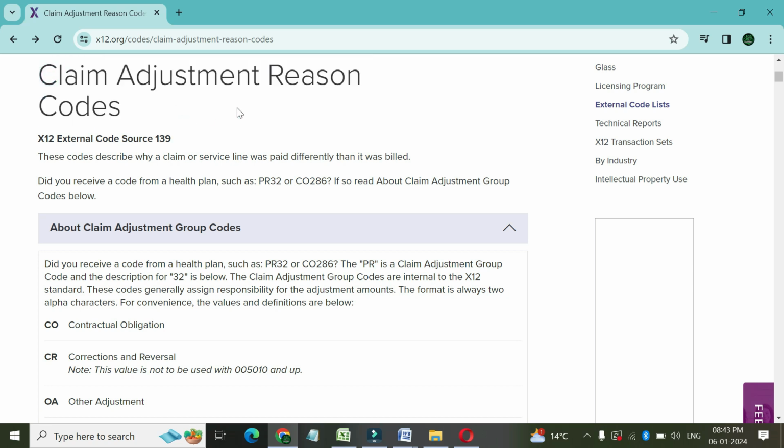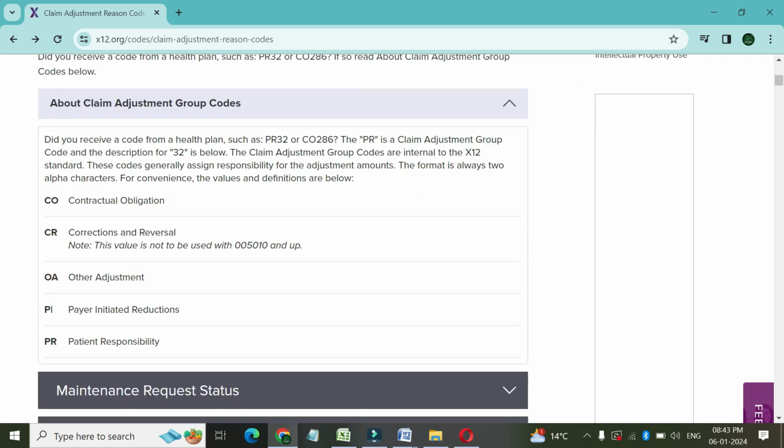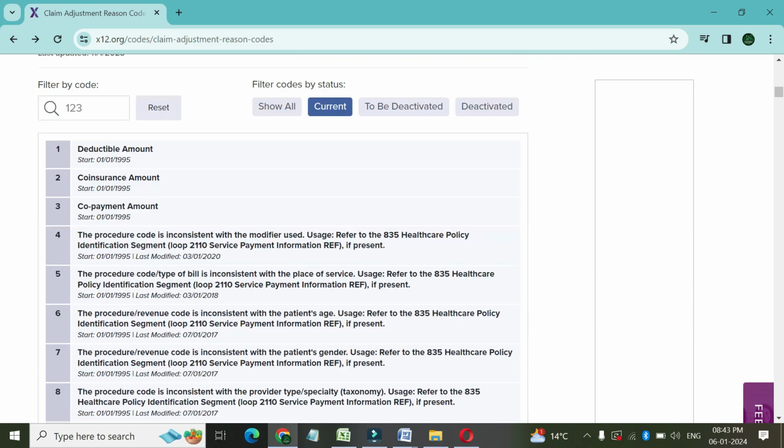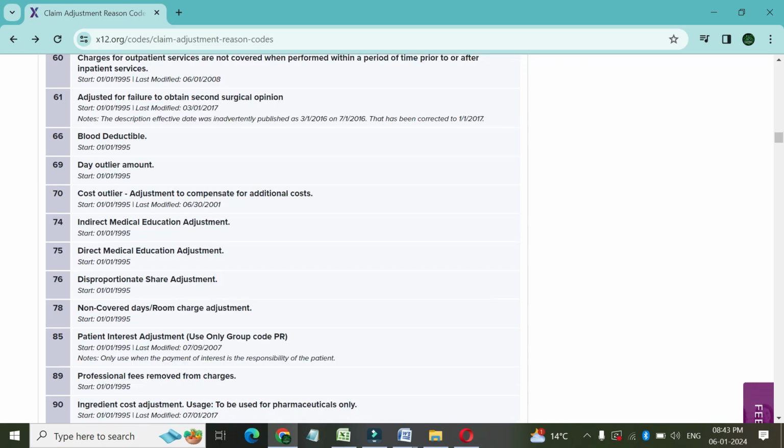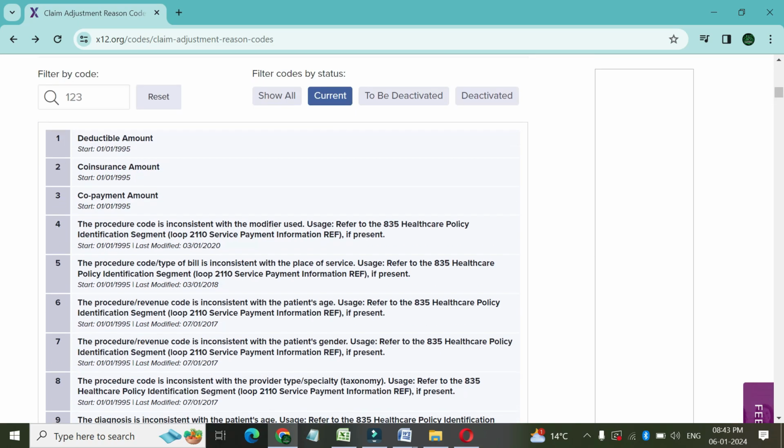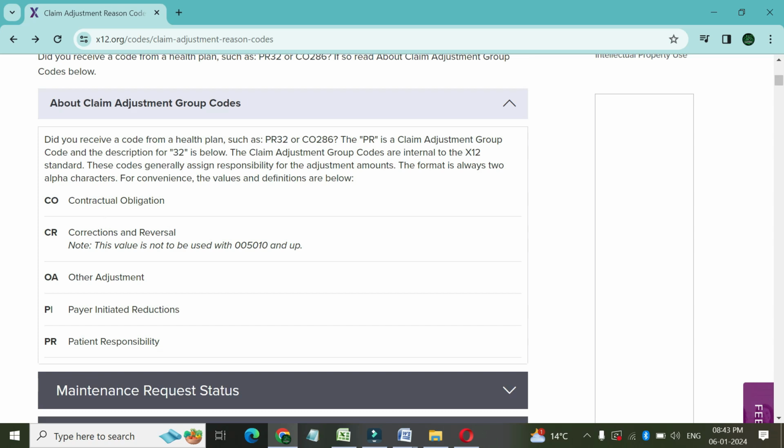So as I told you, claim adjustment reason codes are made up of two parts. One is the group code, so these are the group codes, and the other is the reason code, and these are all the reason codes. There are a lot of reason codes. I'll take you through some very popular ones. So CO means contractual obligation. Okay, so this is as per the signed contract.